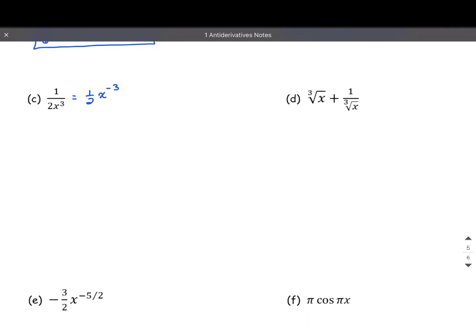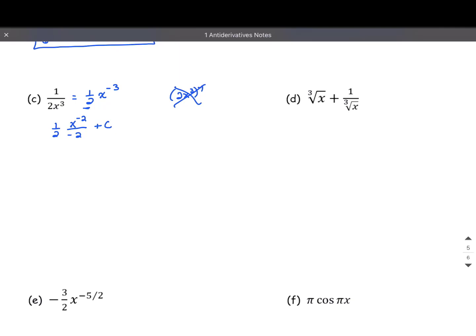Now notice I did not bring the 2 up because that would mean I'd have the 2 and the x cubed but raised to the negative 1. That's more complicated. I do not even want to think about that, okay? Not at this point. So we're going to keep our constant 1/2. We have x to the negative 3, so we're going to add 1 to that exponent, so that's negative 2. Divide by that new exponent, negative 2. Don't forget your plus c.